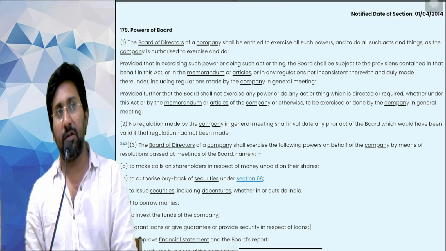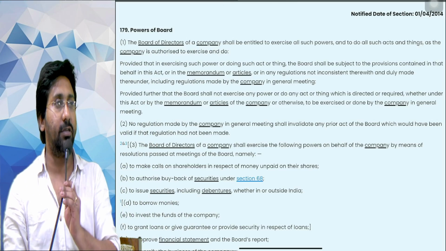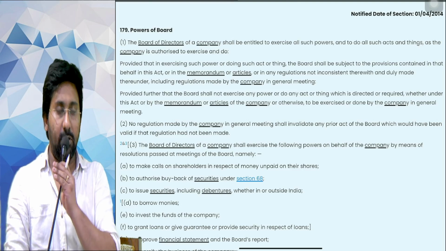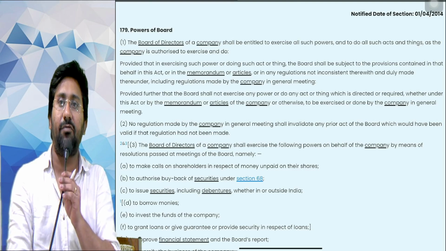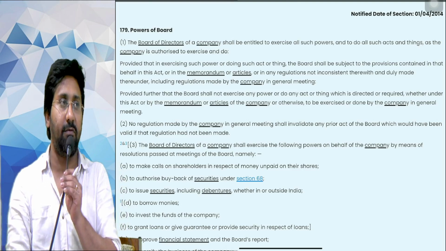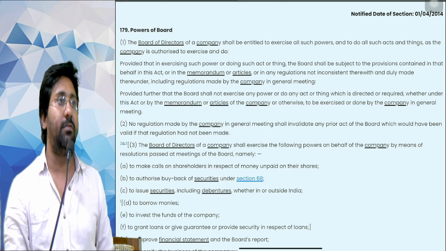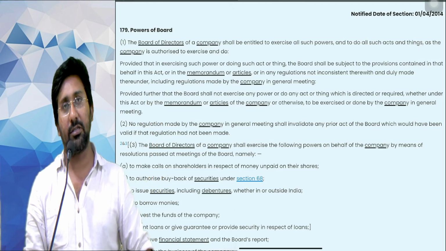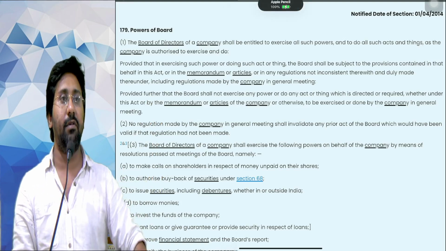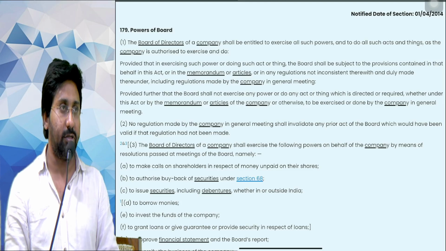So let us start with a new chapter, powers of the board. There will be totally sections starting from 179 ending with section number 193. Section 179 talks about powers of the board. 180 talks about restrictions on powers of the board. 181, power of board to make charitable contributions.